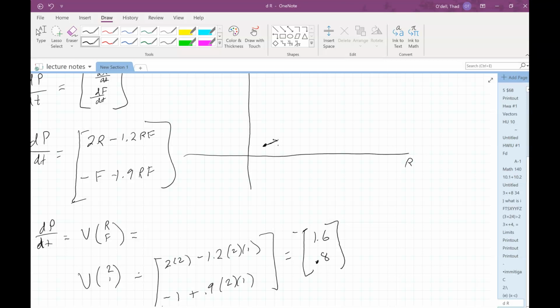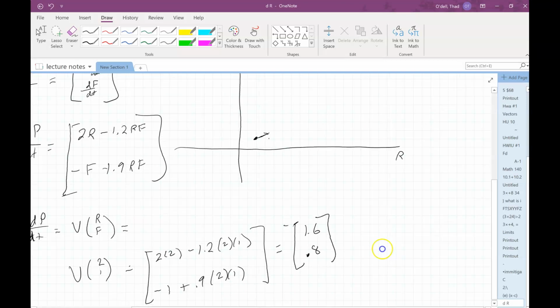So it looks like at that point, the rabbit population is growing and the fox population is growing, but the rabbit population is growing a little faster. That's what that vector is telling us, if that makes sense. Because this vector in this case is really comparing the growth rates of the two populations.